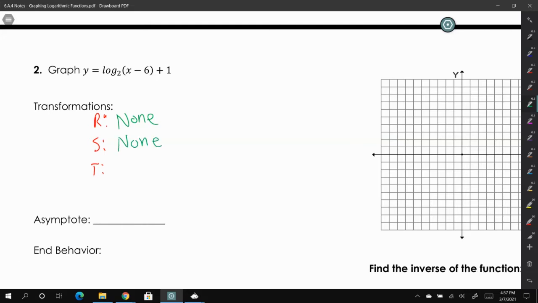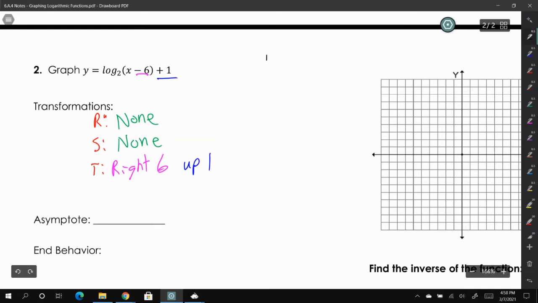But when it comes to translation, we are going to be translated right 6 and up 1. So we're going to graph this without the translation and then move each point based on the translation. The same way that we did square root and cube root functions and exponential functions. So this should be a little bit easier this time around.